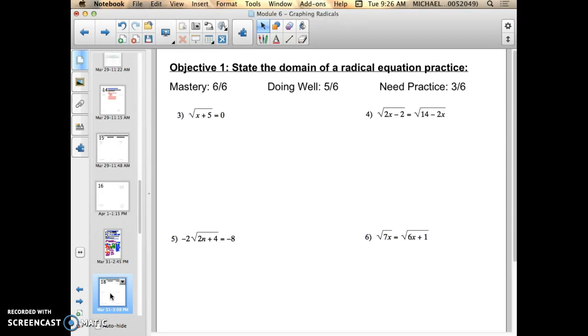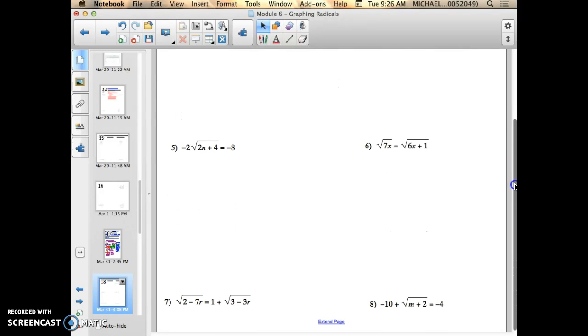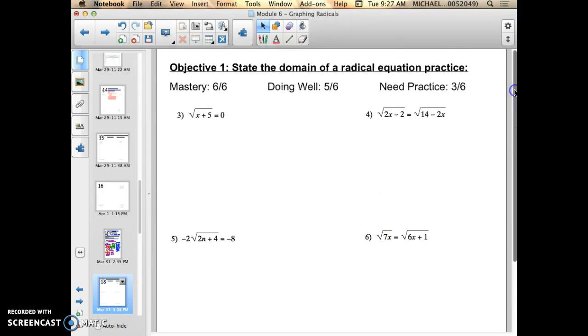Go ahead now and work through the practice problems. Your goal is 6 out of 6. Sometimes if there's problems that have 2 radicals, then you have to do the process twice to state the domain for each radical. Again, notice in number 5 that negative 2 is being multiplied, but again, I don't care about that. I just care about what's underneath the radical, setting it greater or equal to 0.